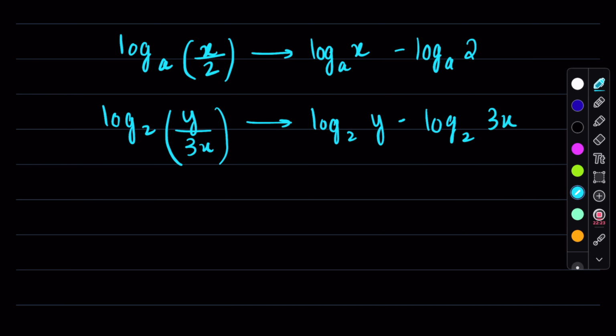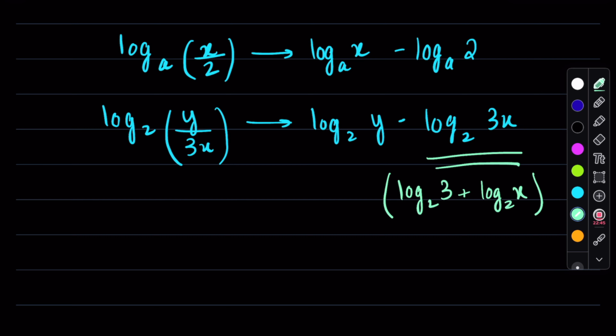For the entire simplification process, here's a key detail. It's log base 2 of 3x. Can it be simplified further? Absolutely. How? Log with the base of 2 argument 3 plus log with the base of 2 argument of x. So yes, our multiplication rule of the logarithm will apply here as well.